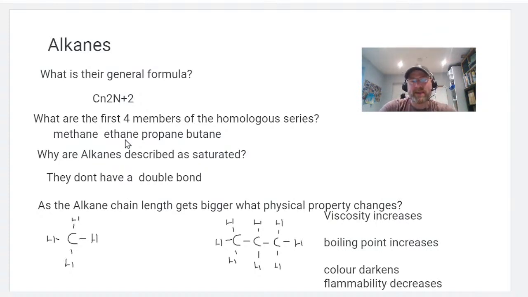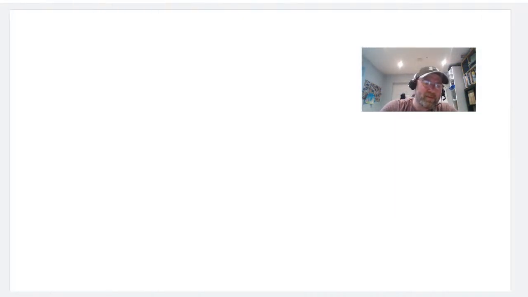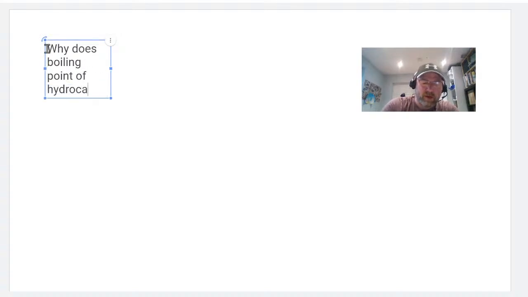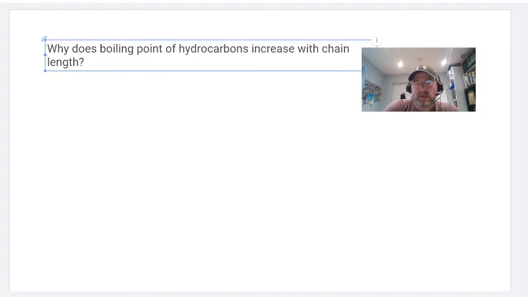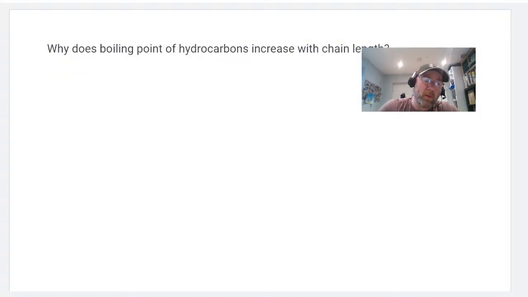So why does the boiling point of hydrocarbons increase with chain length? When I say chain length, I'm really talking about the size of the molecule. So this kind of goes back to paper 1. This is a little link back to paper 1.